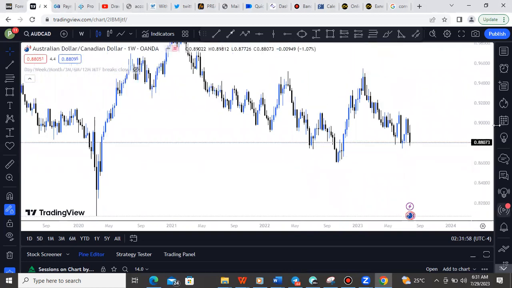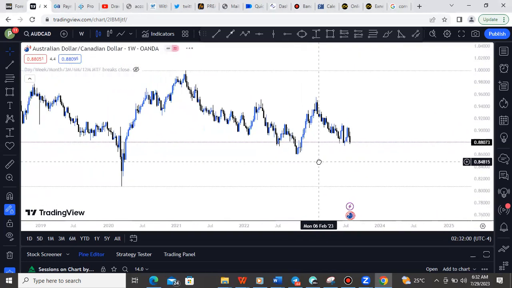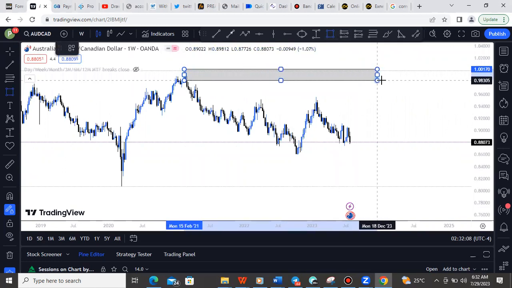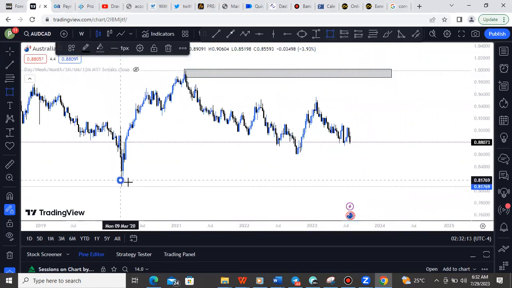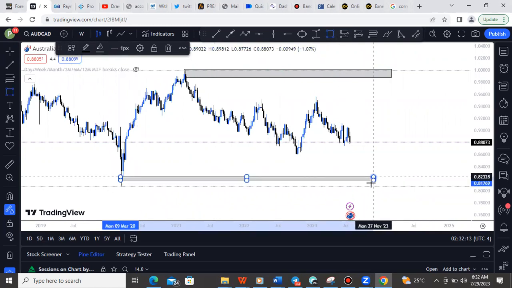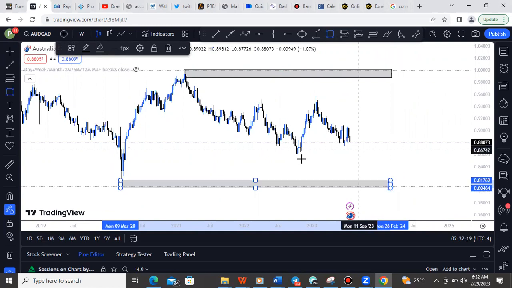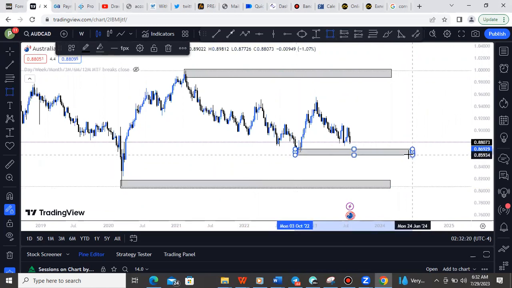A lot of times I look at the weekly time frame. Rarely do I go to the monthly time frame, but it is also important. So I mark my major levels. Now there are some key things that you look out for before marking your major levels. I teach all these things in the private community.